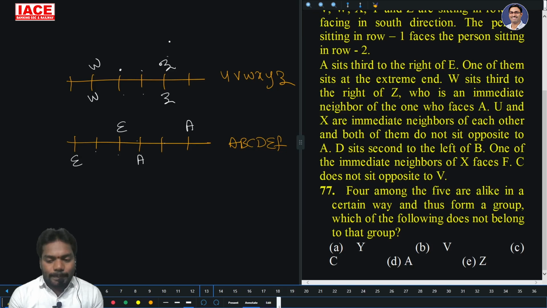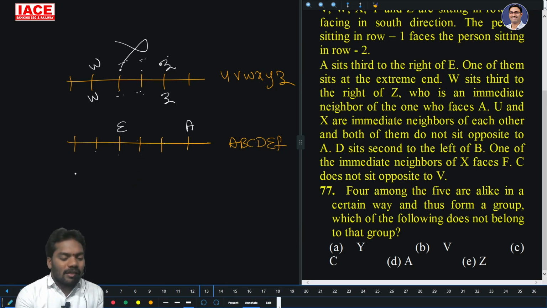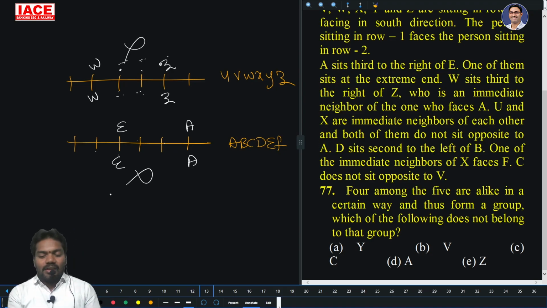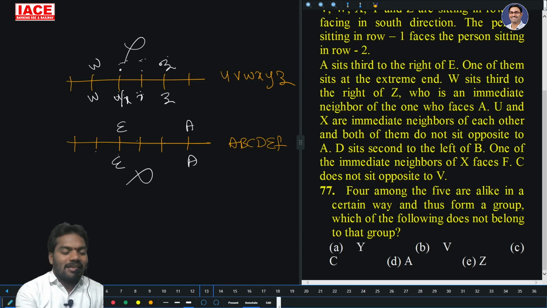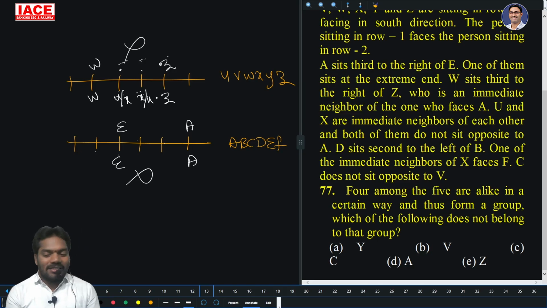Now, U and X are immediate neighbors of each other and both of them do not sit opposite to A. So U and X being immediate neighbors means there is only one chance for U and X. Both of them not being opposite to A means the outer case is not possible. The outer case is not possible, so immediately convert it to the inner case only. Okay, then forget about the outer case. U and X, either X and U or U and X.